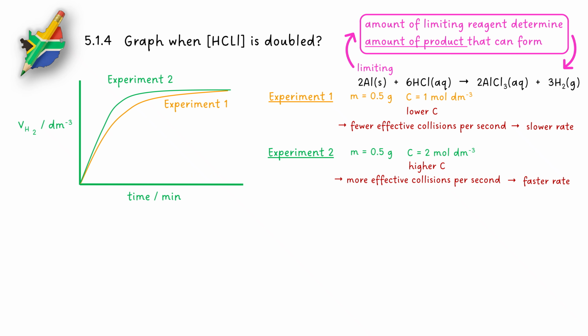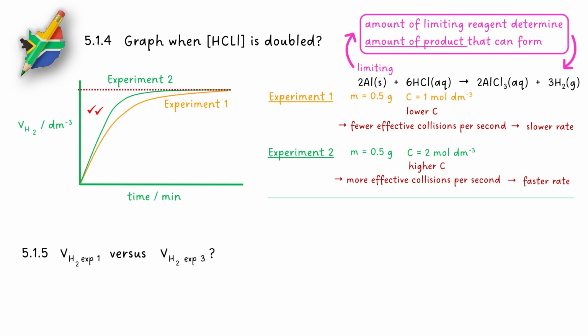Now, it is the amount of limiting reagent which determines the amount of product that can form. In both experiments, there is the same amount of limiting reagent. And so both experiments will produce the same amount of hydrogen gas, just at different rates. And this can be shown on the graph by the same volume of hydrogen at the maximum point.